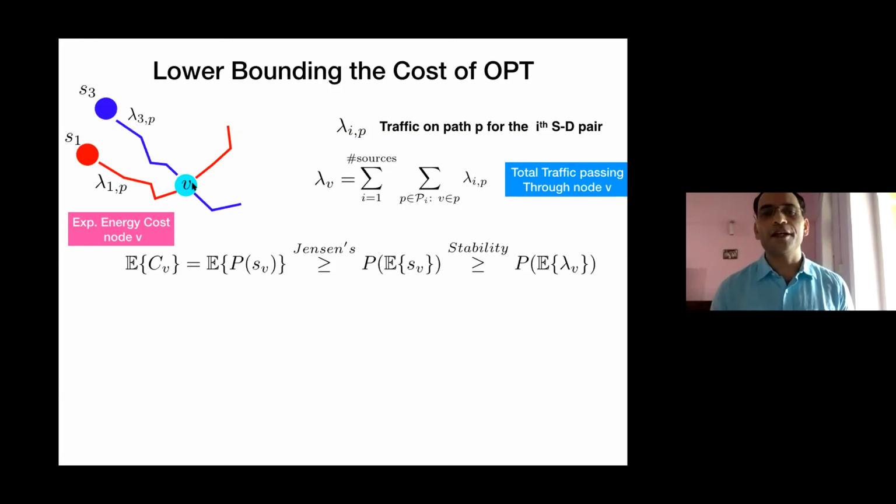And now for stability, given that the total flow through the node is lambda V, the average speed at which you're going to work should be at least lambda V. So that just gives you that the energy cost paid by a node V has to be at least P of the expected value of lambda V.